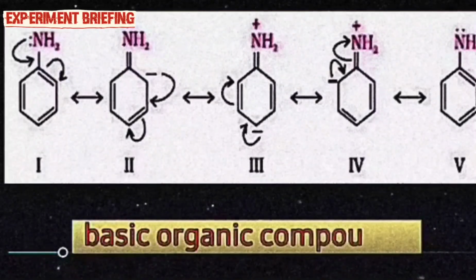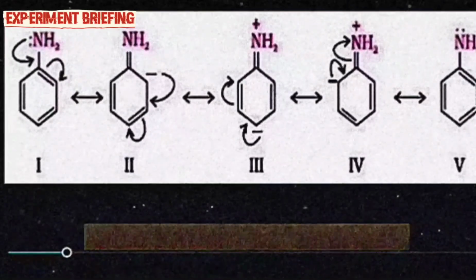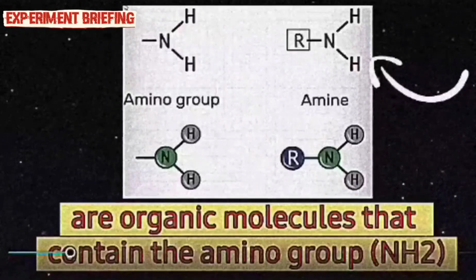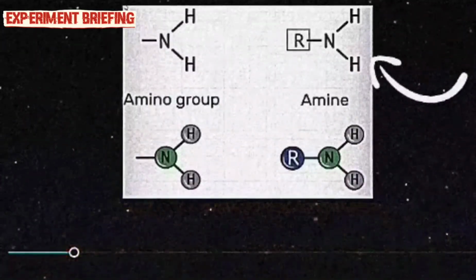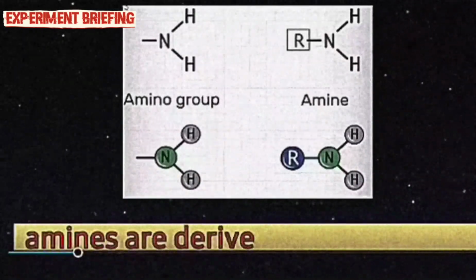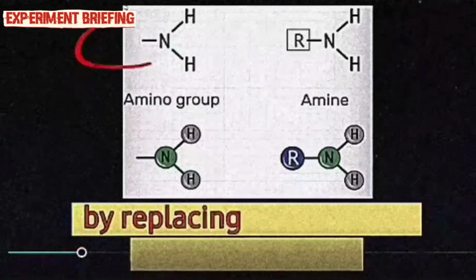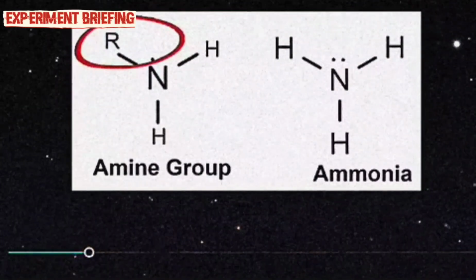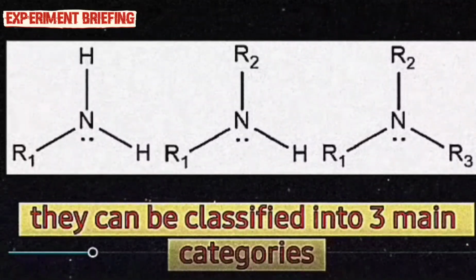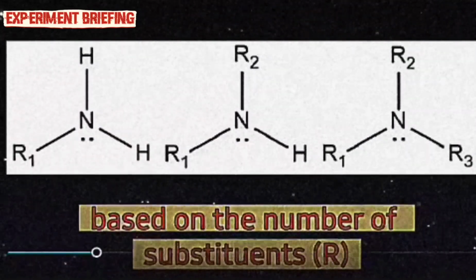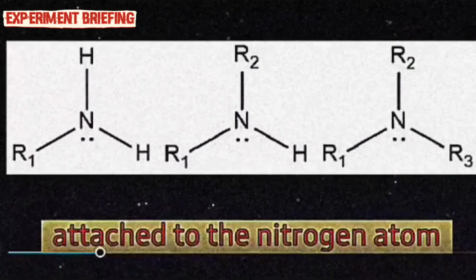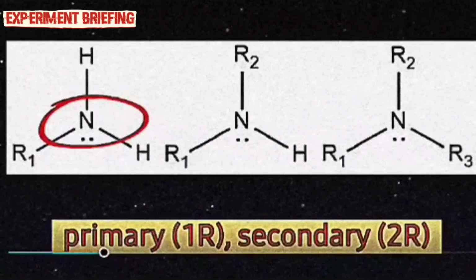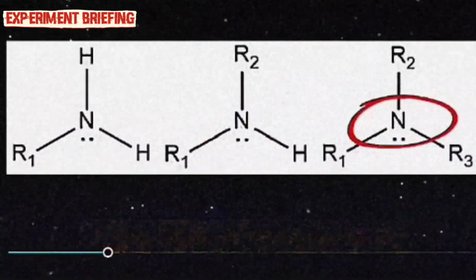effects. Basic organic compounds, also known as amines, are organic molecules that contain the amino group NH2 as their functional group. Amines are derived from ammonia by replacing one or more hydrogen atoms with organic substituents. They can be classified into three main categories based on the number of substituents attached to the nitrogen atom: primary, secondary, and tertiary amines.